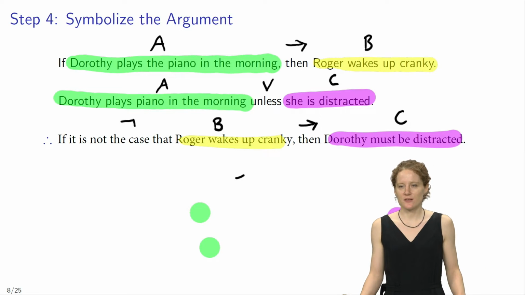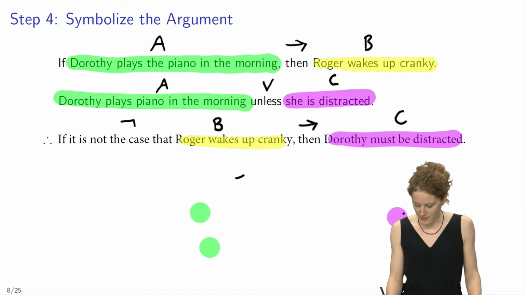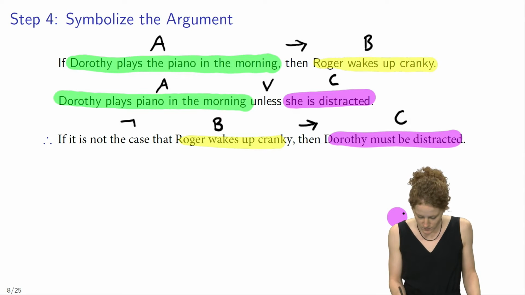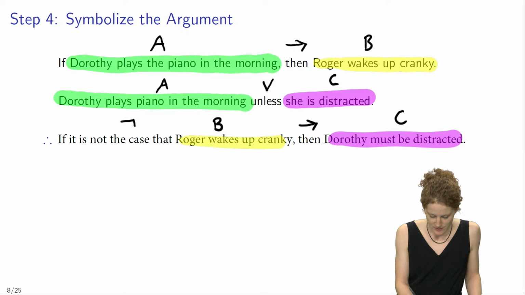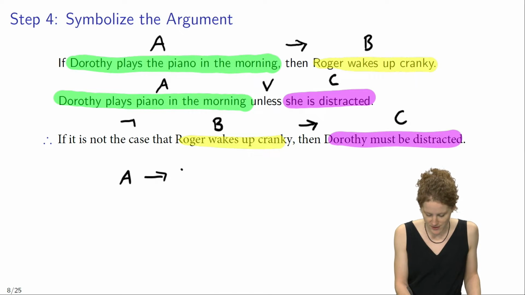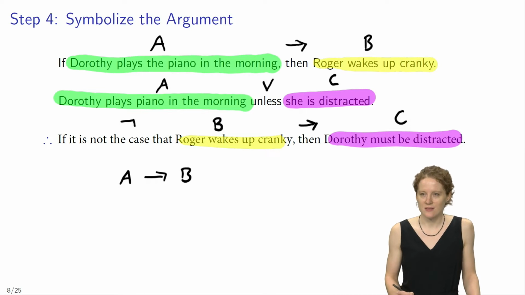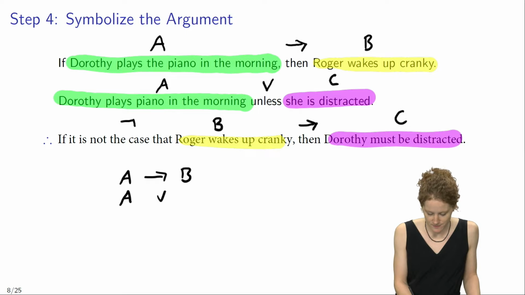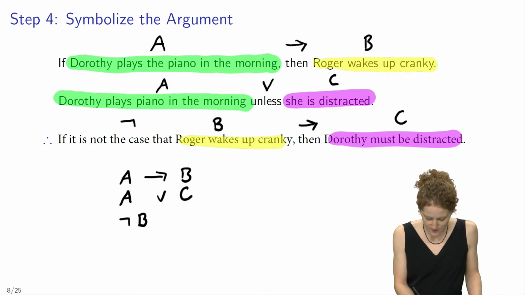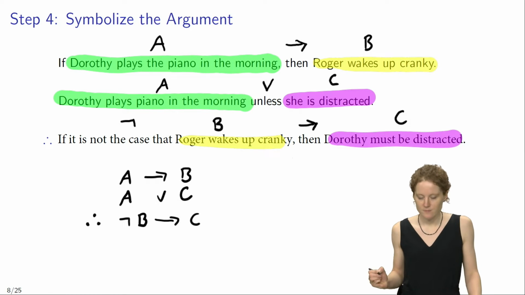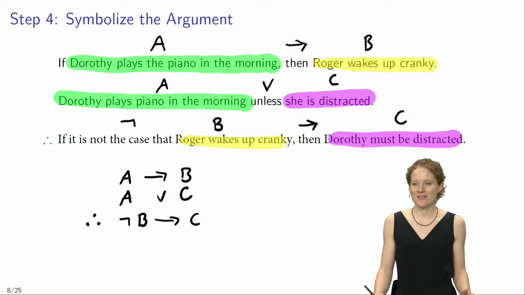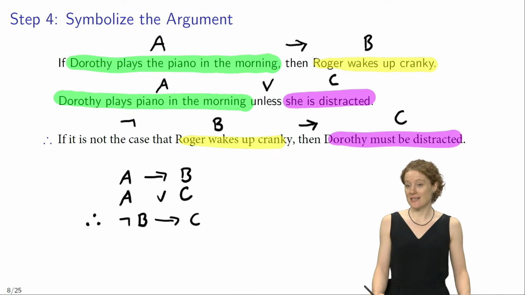Now in the last step, we are just going to move on and symbolize the whole argument. So how does that go? Well, premise 1 is if A, then B. Premise 2 is A or C. And the conclusion is if it's not the case that B, then C. That's it. We have symbolized our argument and will be able in the next step to assess its validity using a truth table.